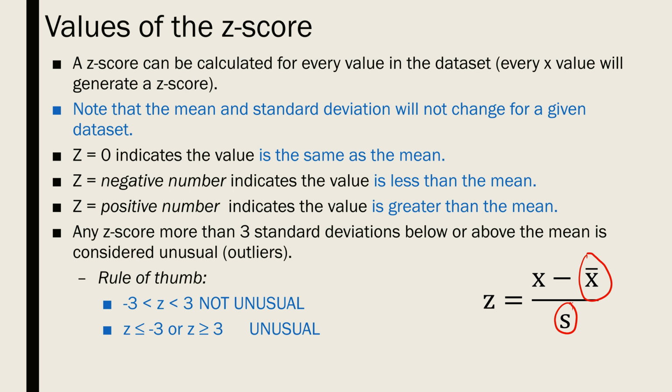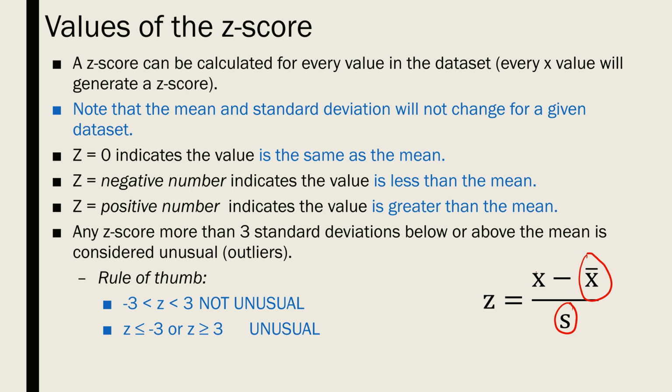If z value is 0, it means the value x is the same as the mean. If z value is negative, then the value x is less than the mean. If z value is positive, it means the x value is greater than the mean.